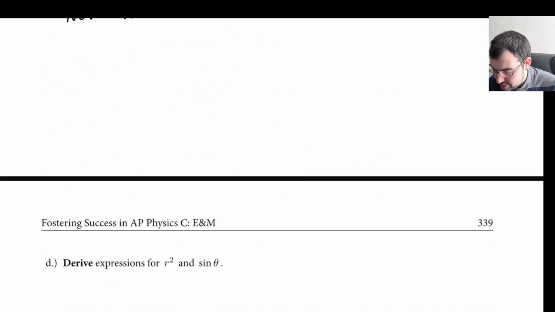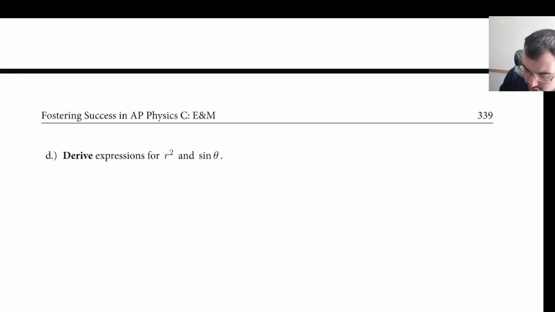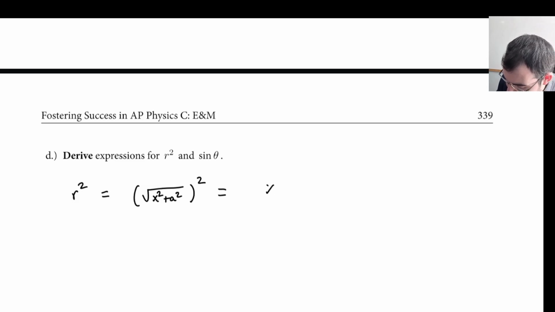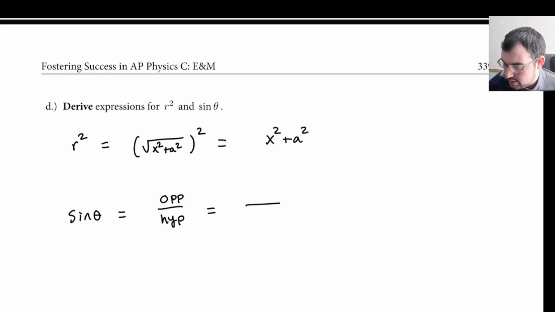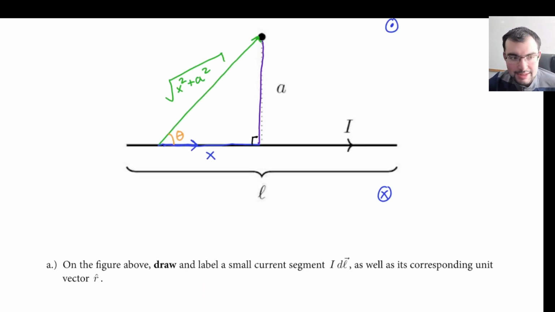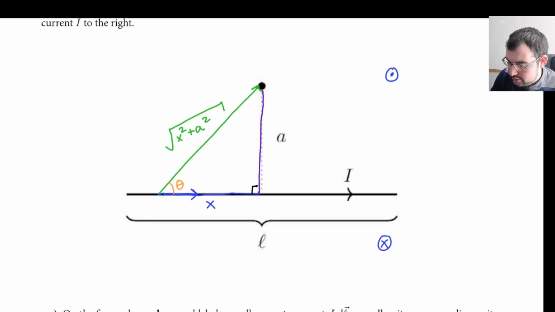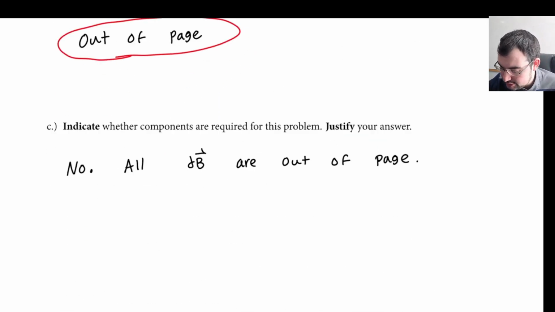And now we can see that r squared is just going to be the hypotenuse squared. So square root x squared plus a squared all squared, which is of course x squared plus a squared. And sine theta, by definition, is opposite divided by hypotenuse. And the opposite side of our triangle is a. And our hypotenuse is, of course, the Pythagorean distance.